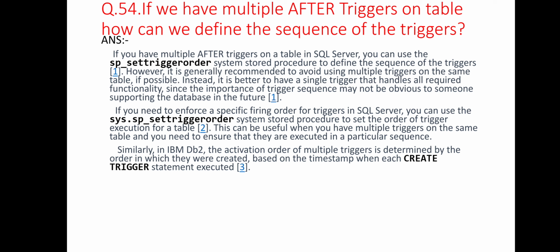Since the importance of trigger sequence may not be obvious to someone supporting the database in future, it is best to avoid relying on it. If you need to enforce a specific firing order for triggers in SQL Server, you can use the sys.sp_settriggerorder system stored procedure to set the order of trigger execution for a table. This can be useful when you have multiple triggers on the same table and you need to ensure that they are executed in a particular sequence. Similarly, in IBM DB2, the activation order of multiple triggers is determined by the order in which they were created, based on the timestamp when each create trigger statement was executed.